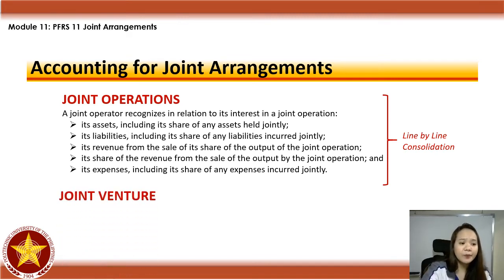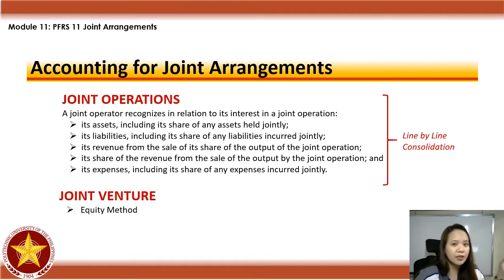Kapag naman joint venture, you use the equity method. Remember the equity method we discussed previously? Through parent accounting, the accounting of the parent company, it's the same concept that we apply for the joint venture equity method. Tingnan natin sa problem.